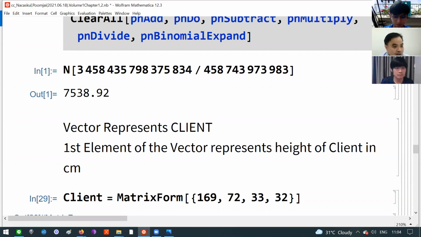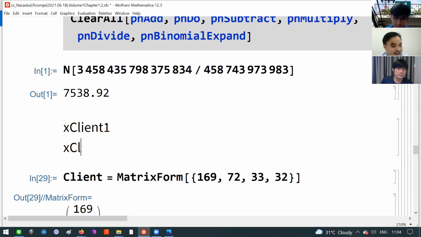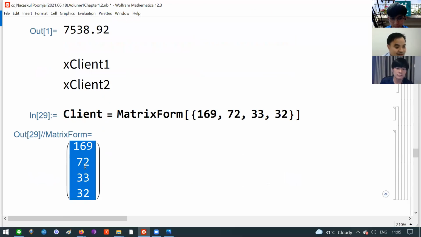So what happens when you have more than one person? Well, you can have X is equal to client 1. X is client 2. Okay, so how would that look like? Well, it would be a list of numbers. So you have something like this.